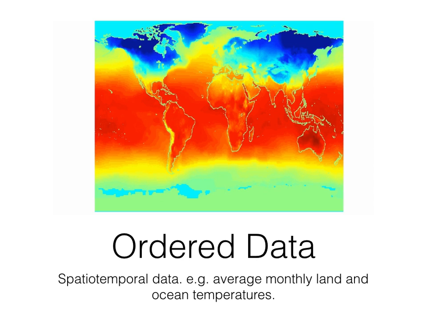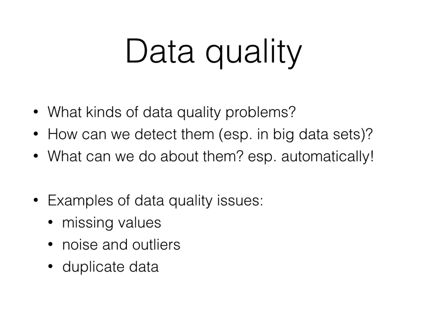So with our data, we're usually interested in the quality of the data. So we want to understand what kinds of data quality problems there are. We want to understand how we can detect them. That's really important with very big data sets, because we can't look at every single record individually. We're interested in what we can do about these data quality problems, and again, especially automatically, because we can't usually go from data point to data point and fix them all individually. We want to do it automatically, but without causing more errors.